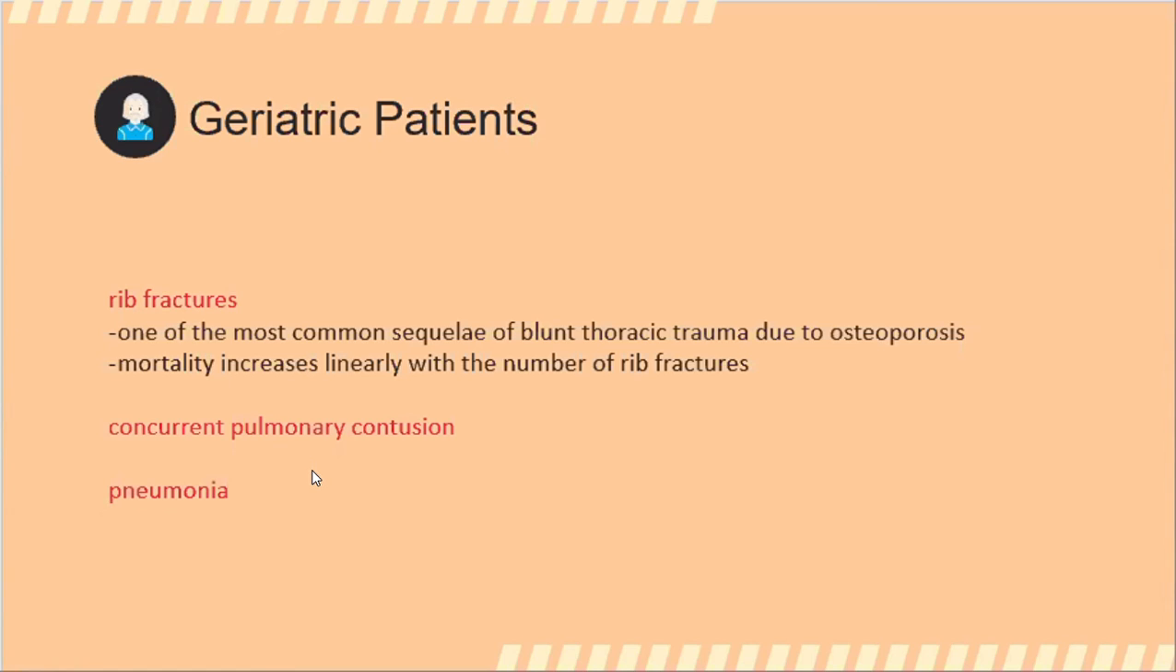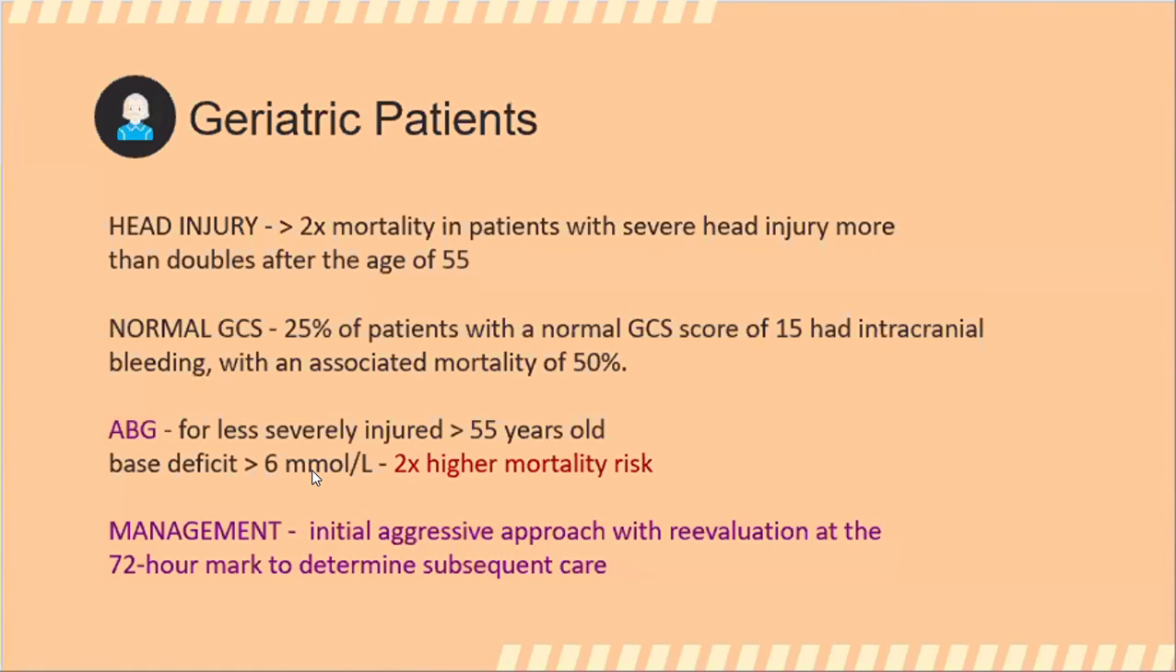So here, rib fractures is the most common sequelae of blunt thoracic trauma. So for rib fractures, pain management, and others have concomitant pneumo and hemothorax. So we manage that as well.